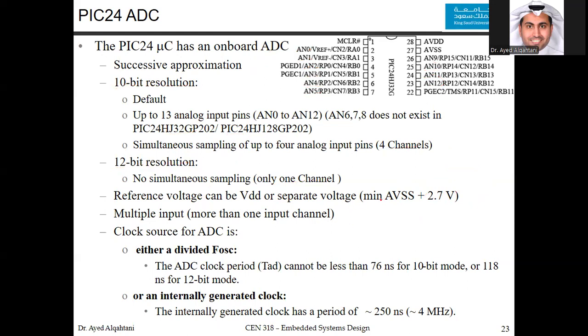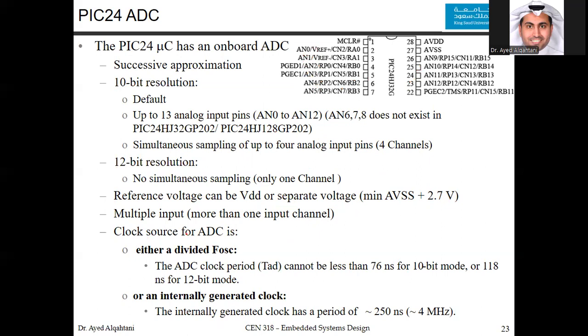And that's normal. You have no idea what the reference voltage is that you are dealing with as an analog signal, so you should have it more than 3.3 volts. It could have multiple inputs, more than one input channel, and that's obvious. You can see the ANs here.